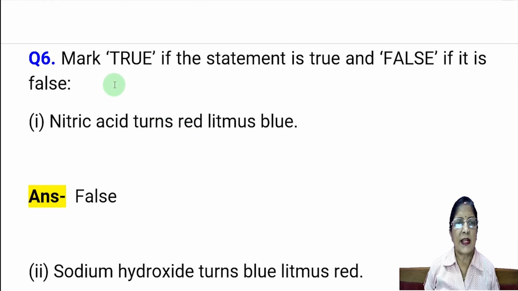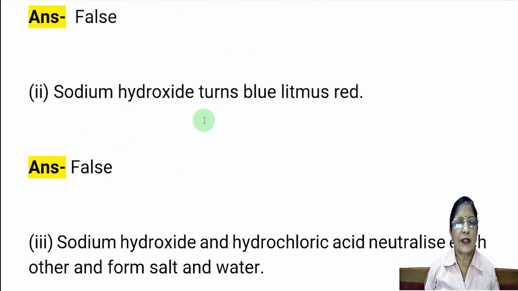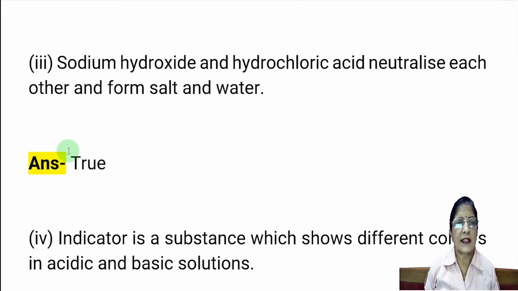Now question number 6. Mark true if the statement is true and false if it is false. First statement is, nitric acid turns red litmus blue. This statement is false. Next statement, sodium hydroxide turns blue litmus red. This statement is false. Next statement, sodium hydroxide and hydrochloric acid neutralize each other and form salt and water.